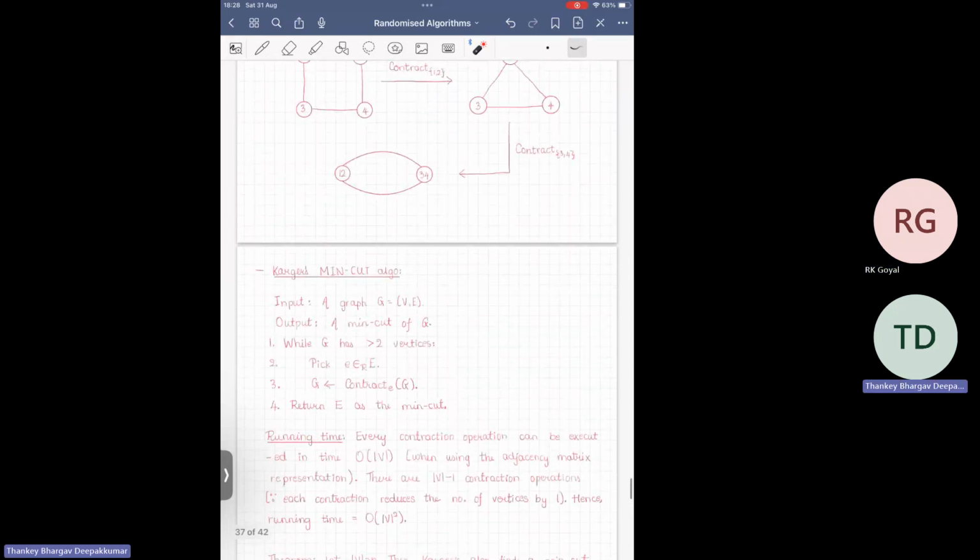In fact, the probability of this being a min cut is very bad. It's 2 over n squared, where n is the number of vertices. So this is going to be a min cut with a very small probability. But the good thing is that the probability is inverse polynomial. And so we did boosting yesterday, right?